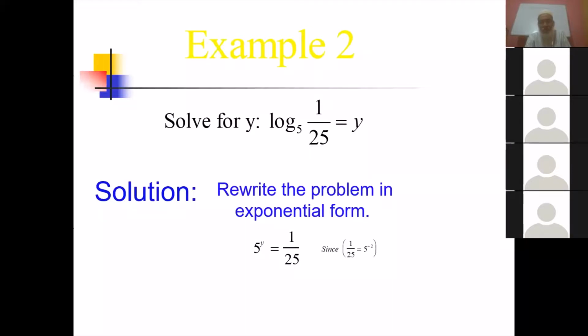Look here. 1 upon 25 can be rewritten as 5 raised to power minus 2. So 5 raised to y is equal to 5 raised to minus 2. Their base is the same, so the exponents will be equal. So we can say that y is equal to minus 2. Is it clear? Any problem at all? Just raise your hand if you have any problem.